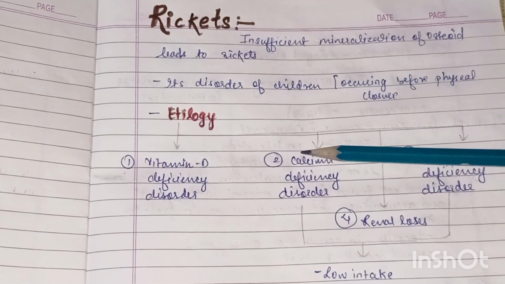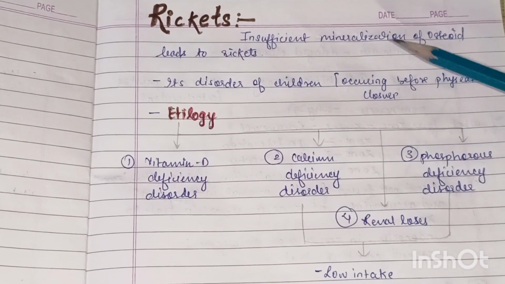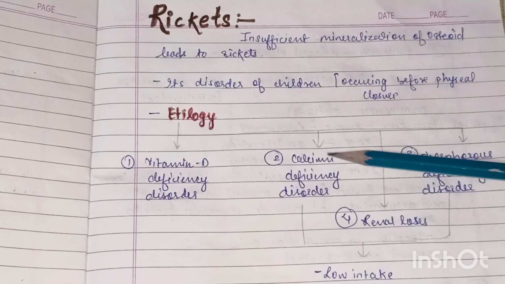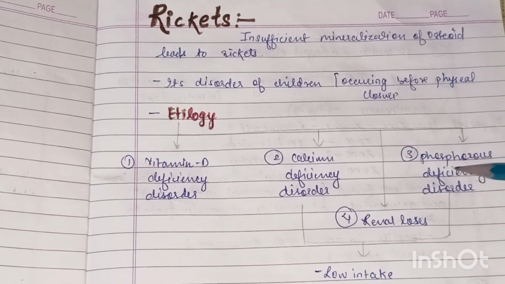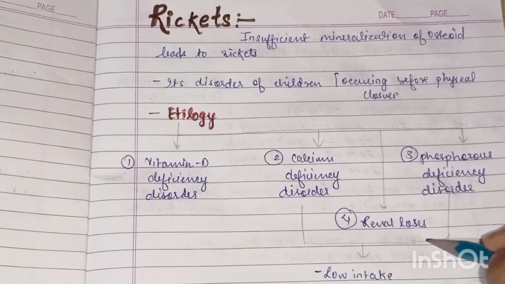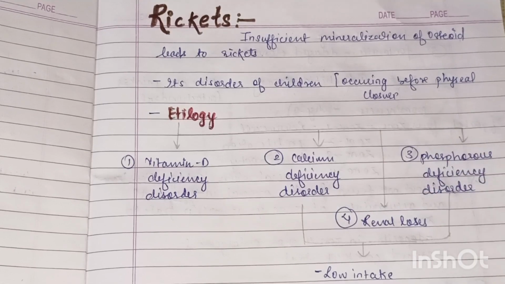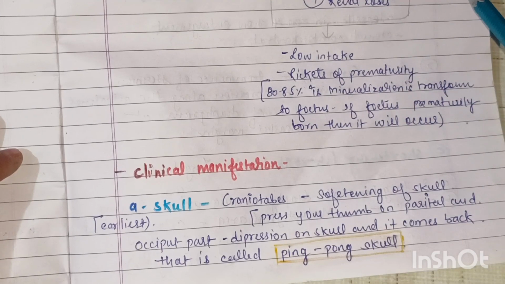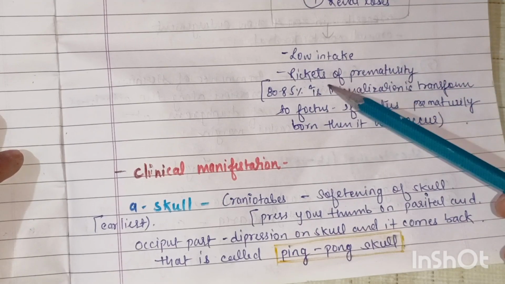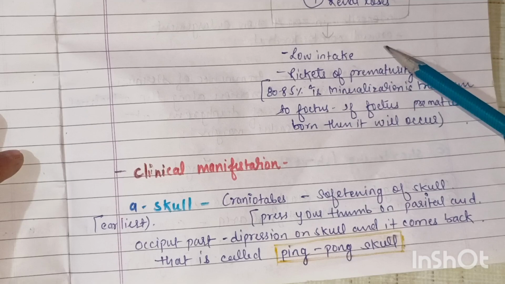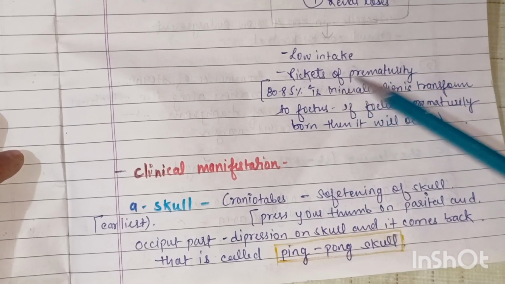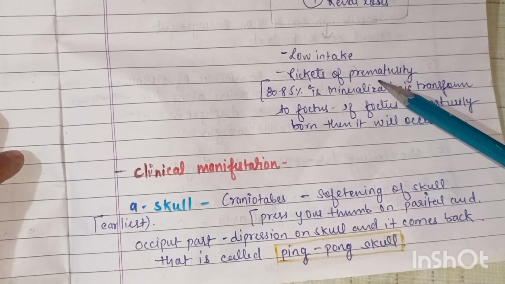The etiology of rickets is divided into four parts: vitamin D deficiency disorder, calcium deficiency disorder, phosphorus deficiency disorder, and renal losses. Calcium and phosphorus deficiency is due to low intake, which is due to malnutrition and poor dietary intake. Rickets of prematurity is an important term.